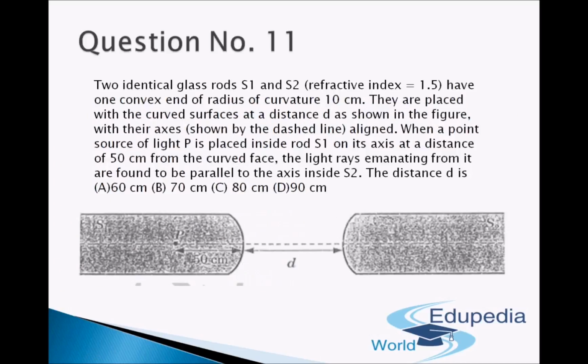In the next case, we are given two identical glass rods, refractive index 1.5 each, and their convex ends of radius of curvature 10. When a point source of light is kept 50 centimeters inside one, first of all it will get refracted through this surface, and then it will get refracted through this surface, and finally we are told that the rays emitting from it are found parallel to the x-axis inside S2. We want to find out the distance d.